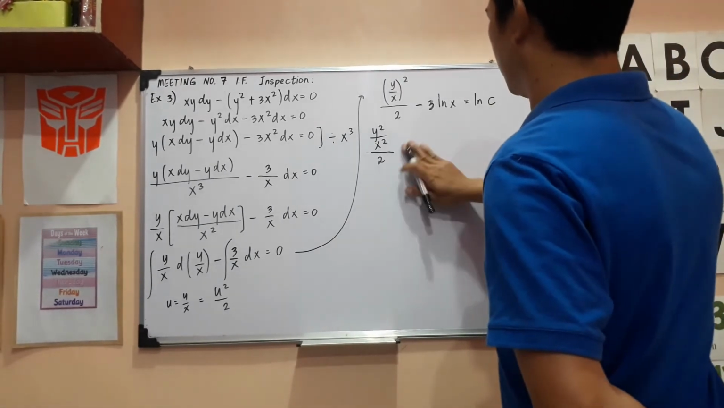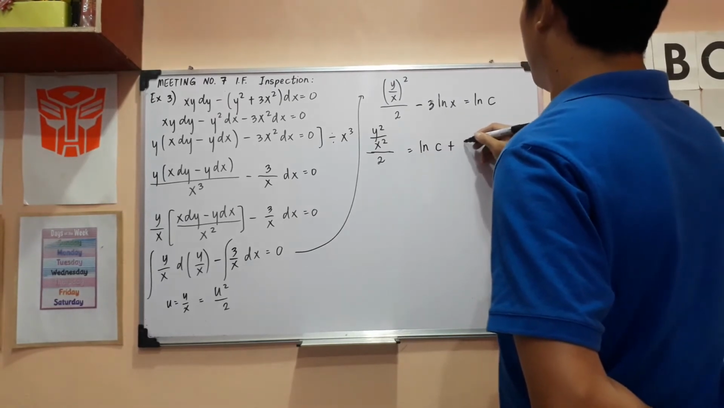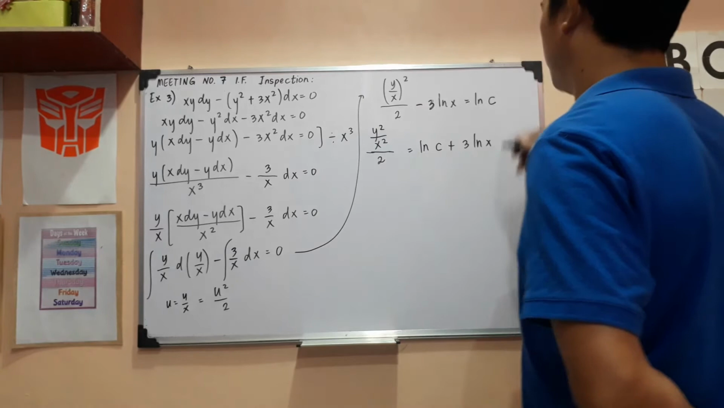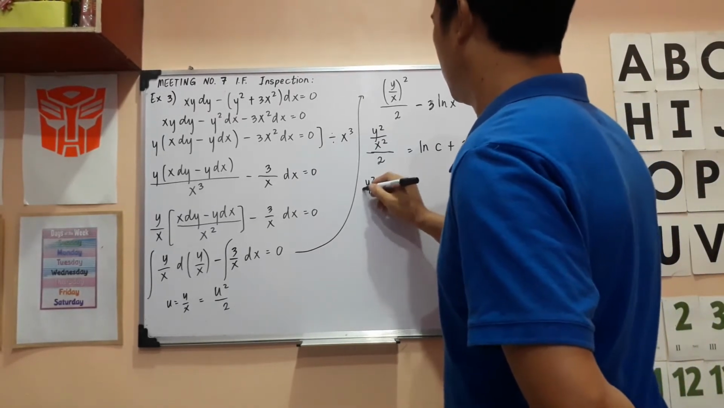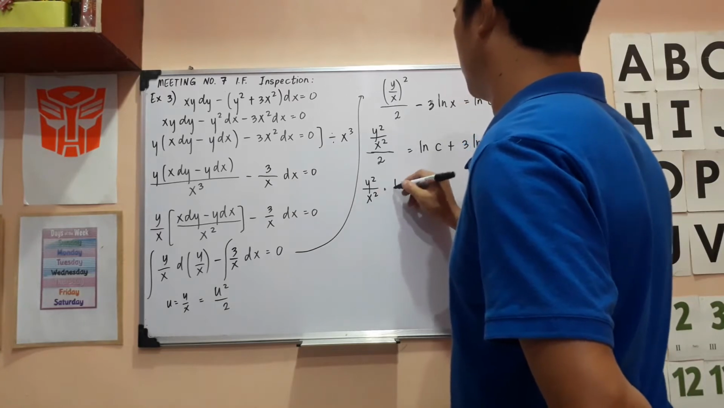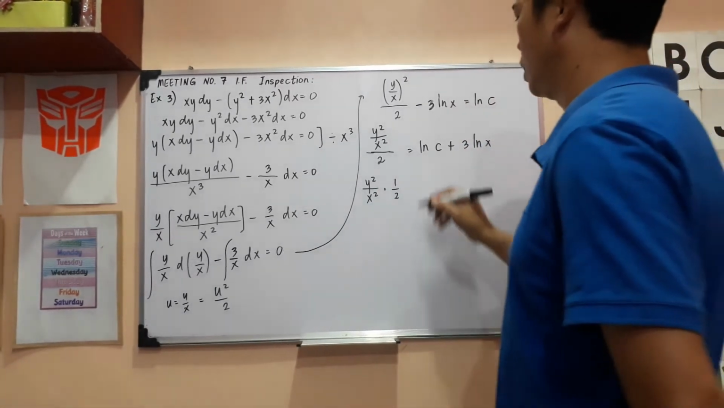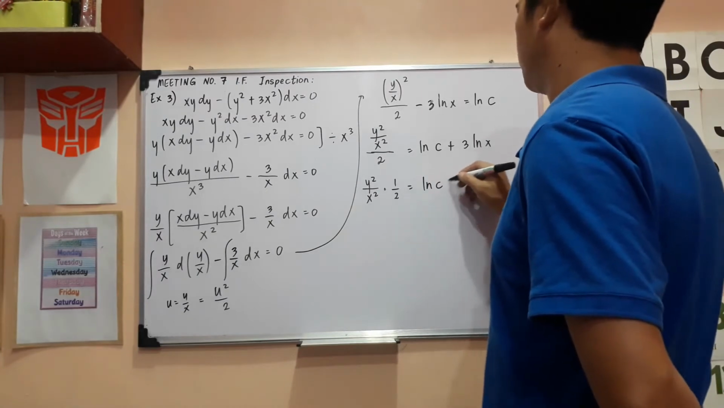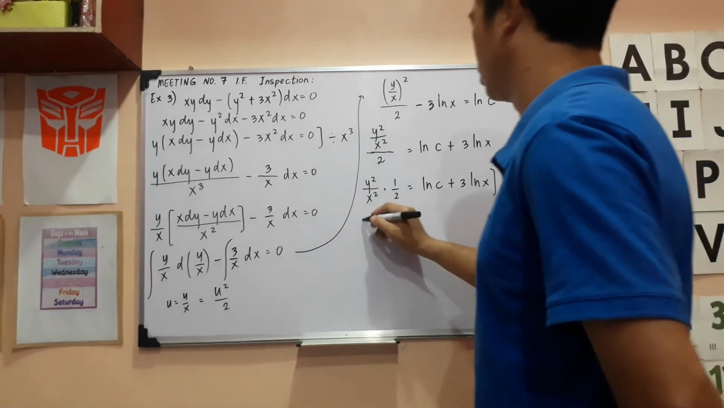I-transpose na lang natin sa kanan. Is equal to ln c plus 3 ln of x. So, now, y square over x square times 1 over 2. Tama ba yon? Reciprocal. Okay? That is equal to ln of c plus 3 ln of x. And then, I will multiply by 2.